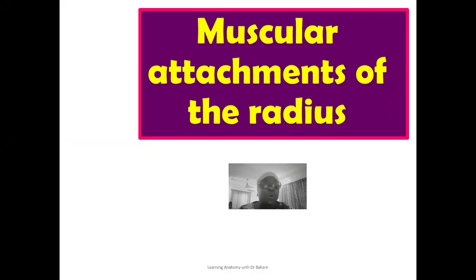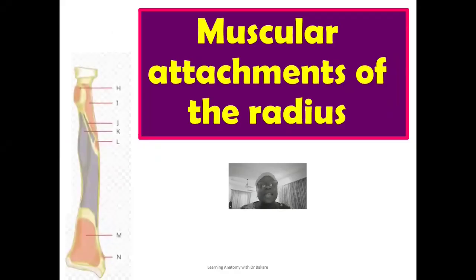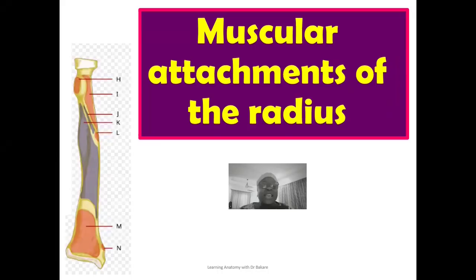In this lecture, we'll be looking at the different muscles that are related to the radius. If you use this image by the side, this is where we have the radius here. And if you look at it, you see that the different sub-regions are painted. By the end of this class, we should be able to state the different muscles that are related to these specific regions. And this will help us in our practical examination.